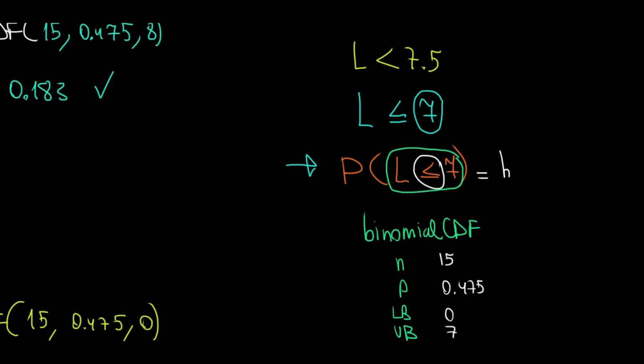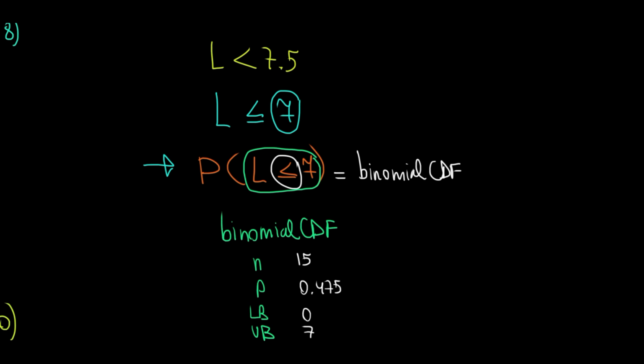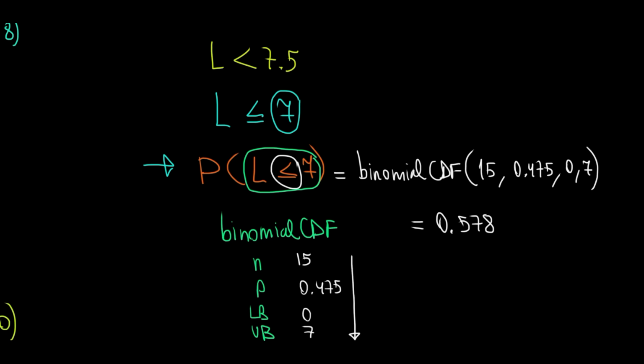On your exam paper, you're going to write binomial CDF in the following way and put the actual bracket with the values in the order that you see here from top to bottom. 15, 0.475, 0, 7. Close the bracket and just write the answer from your calculator, which would be roughly 0.578 rounded to 3 significant figures. That is the answer to the question.